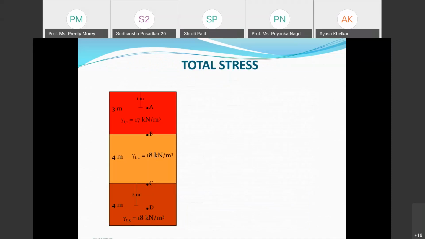So this is about permeability. The next topic we will start with is stresses. What is stress? You know, there are different types of stresses: overburden stress, that is geostatic stress, and stress due to load, which may be tensile stress, compressive stress, shear stress, and so on. Here we'll talk only about total stress, effective stress, and so on.